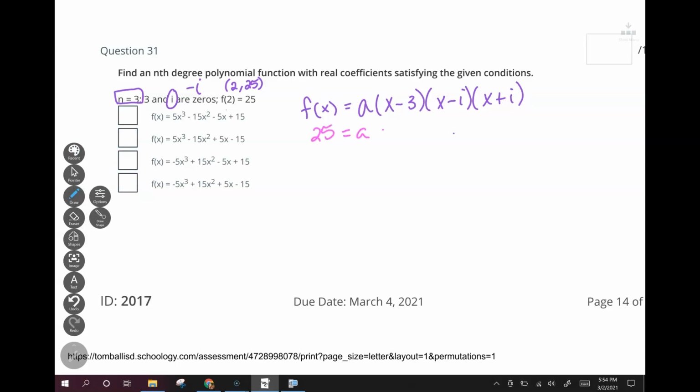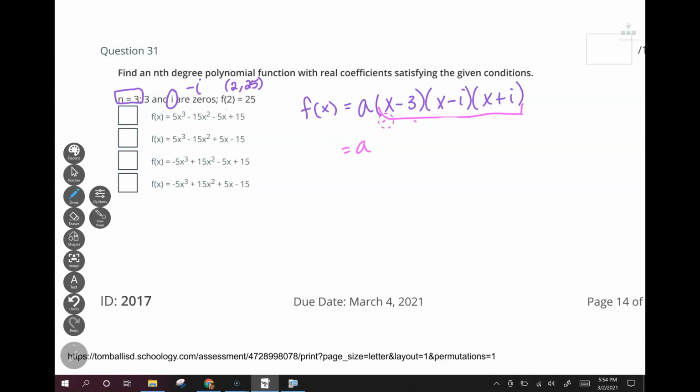25 equals a times (2 minus 3)(2 minus i)(2 plus i). You can do it at the beginning, or you could multiply all of this together first and then plug in 2 and 25 at the end. Actually, I think on this one, that's what I want to do. You can do it right here, or you could do it at the end. So let's do it at the end on this one. You'll get the same thing either way.